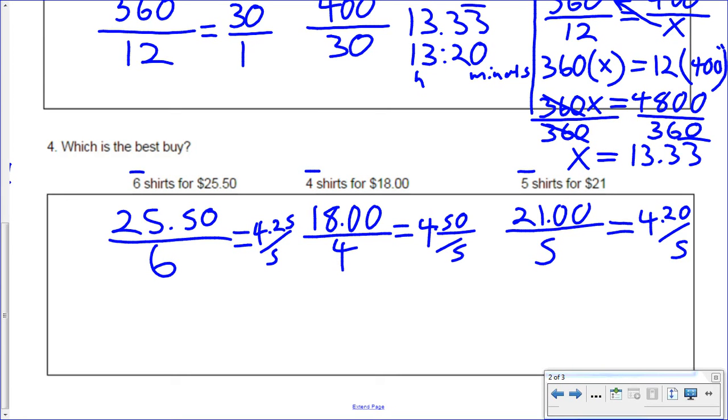$4.25 is less than $4.50, so that's a good candidate. But $4.20 is less than either one of them, so 5 shirts for $21 is our best deal. That's the best buy right there.